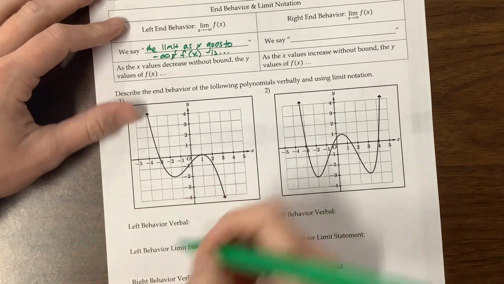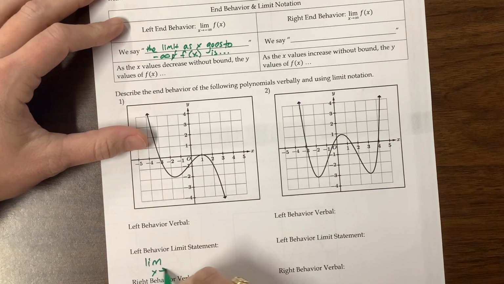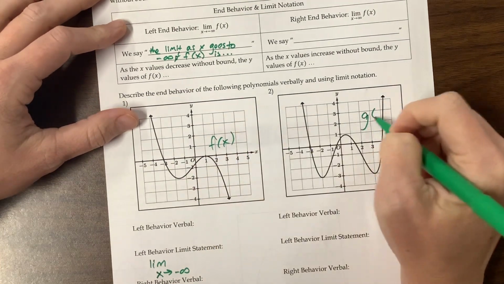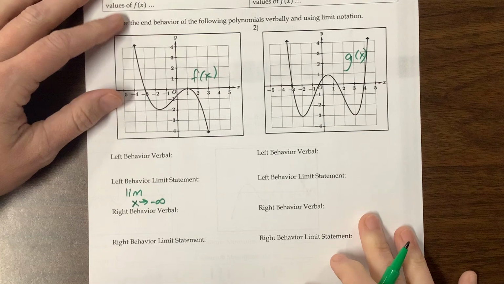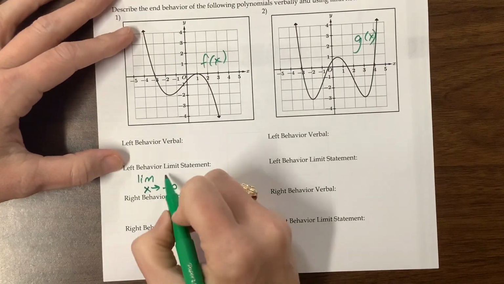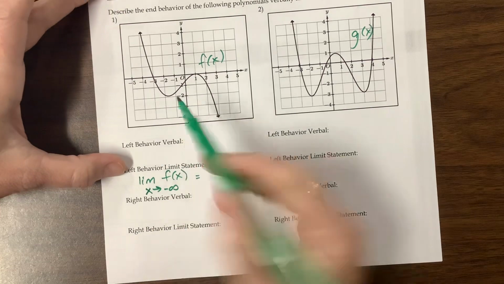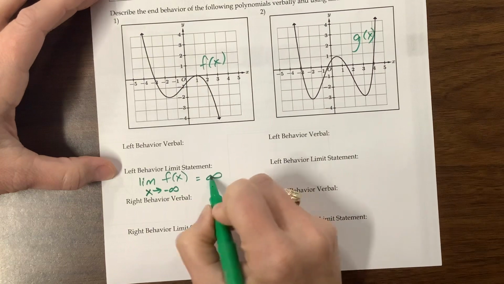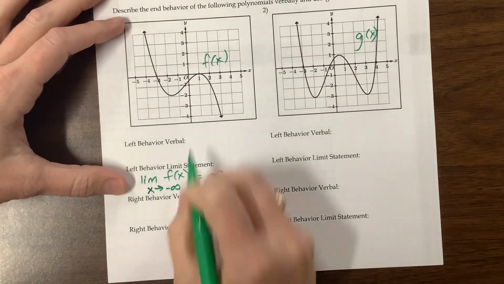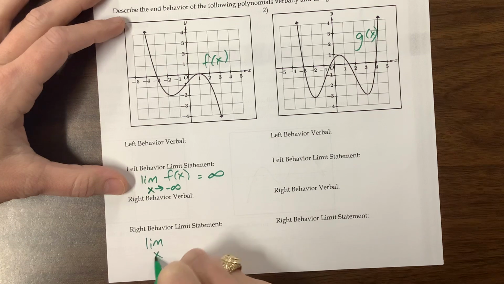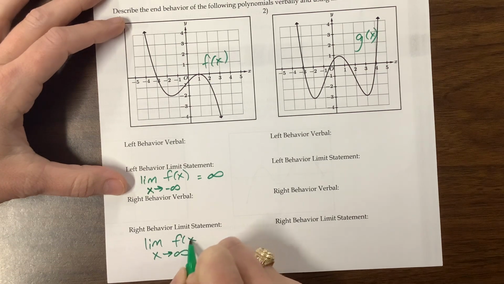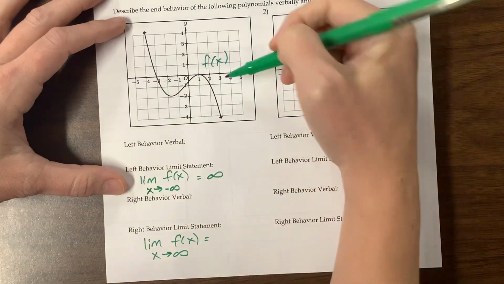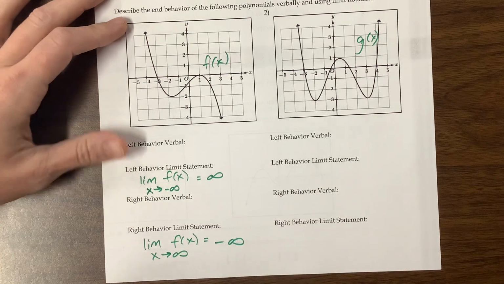So when we go to the left, this is the limit as x goes to negative infinity of, let's call this function f of x, and we'll call this one g of x, just to be cool. So the limit as x goes to negative infinity of f of x is equal to, well, what's happening? As I go to negative infinity, my y values are getting bigger and bigger and bigger. They're going to positive infinity. On the right, the limit as x goes to positive infinity of f of x is equal to, well, as my x values get bigger and bigger, my y values are getting smaller and smaller. They're getting more and more negative. It goes to negative infinity.